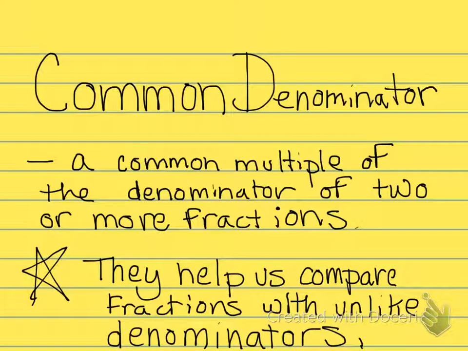Today, we're going to look at the common denominator. A common denominator is a common multiple of the denominators of two or more fractions. Make sure you write that definition down. And you can add to that, they help us compare fractions with unlike denominators. Stop the tape and make sure you write all of this down.